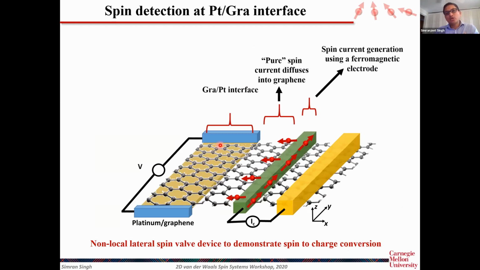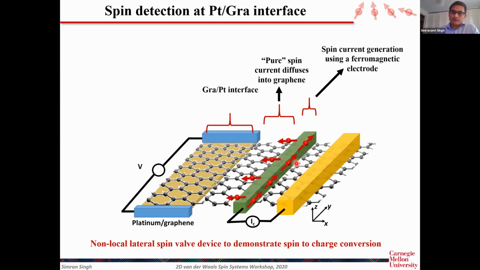Now, if we want to look at the Onsager reciprocity, we also want to see what happens if we send spin currents at this platinum graphene interface, right? One of the things you can think about is you can send spin currents with different spin polarization using this ferromagnetic electrode. The spin polarization of the injected spin current is defined by the magnetization direction of your ferromagnetic electrode, that I can control by an external applied magnetic field.